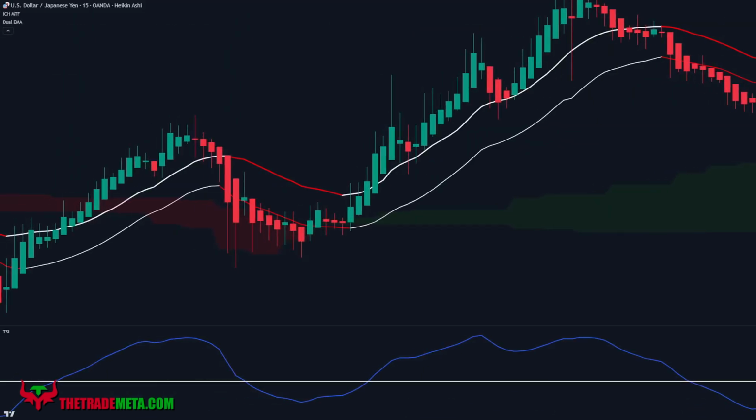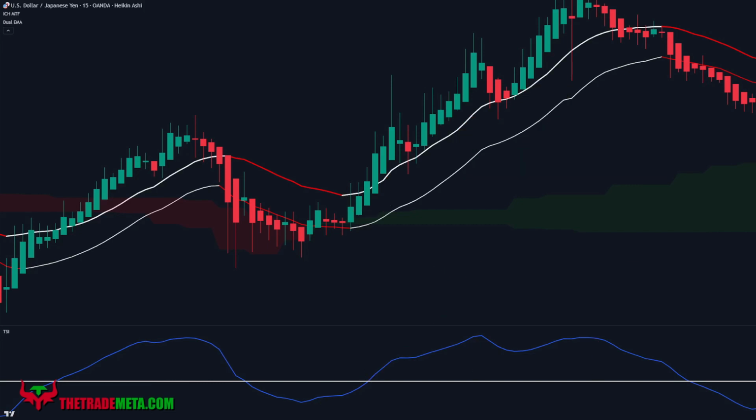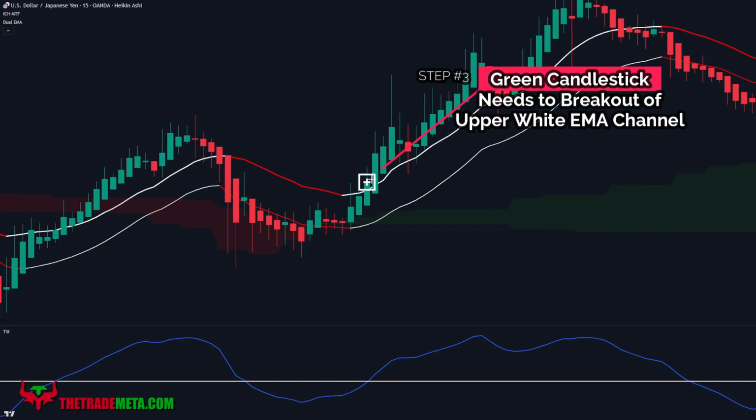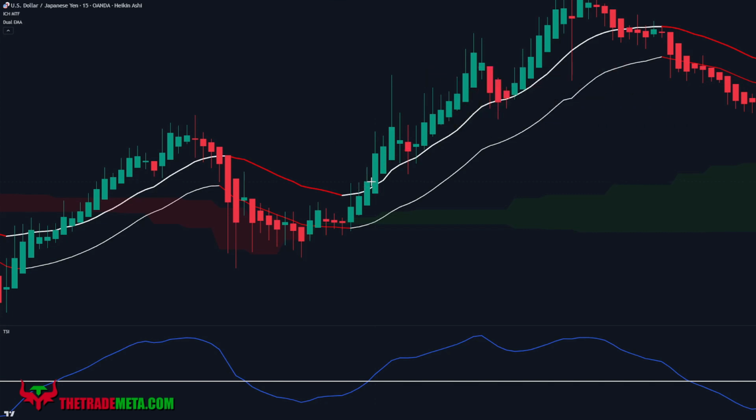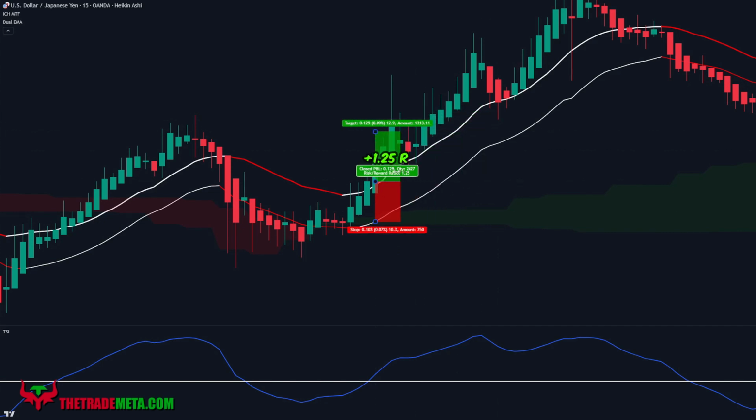Here's another example. We have price above the cloud. The true strength index is above the 0 line, and we have the green candlestick breaking out of the top of the white EMA channel with little to no bottom wick. We enter our trade at the candle close and aim for at least a 1 to 1.25 risk to reward ratio.